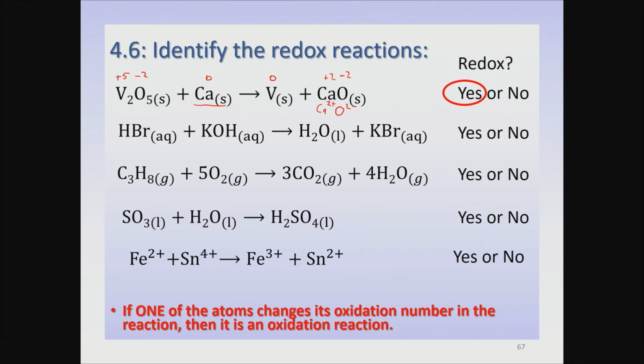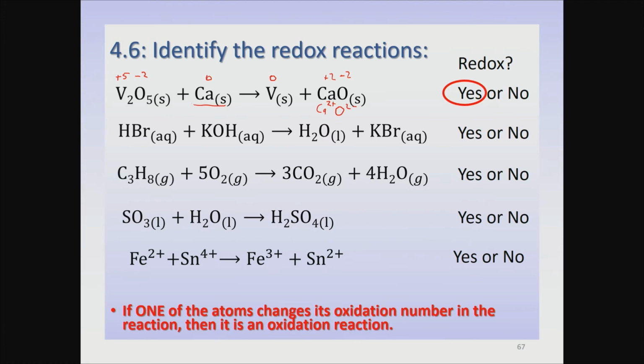The next one is hydrobromic acid reacting with potassium hydroxide to produce water and the potassium bromide salt. So that looks like a neutralization reaction. Is this a redox reaction? Okay, do you see any free elements in this reaction? I don't, so we can't really check those. Next question, do we see any metals in this reaction? In this particular reaction, I don't see any metals either.